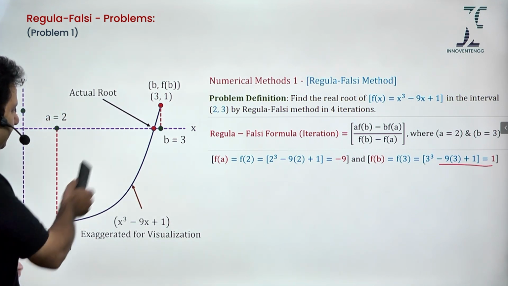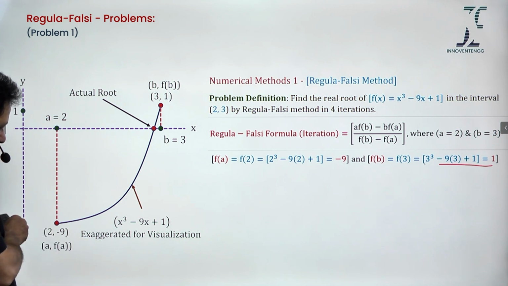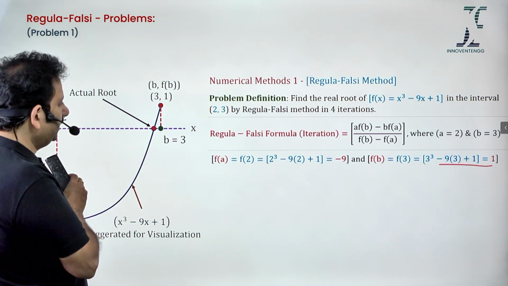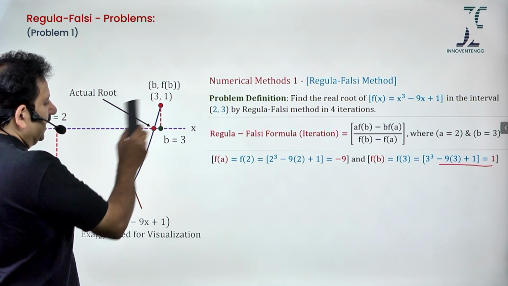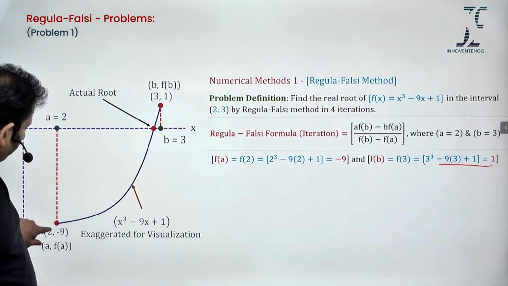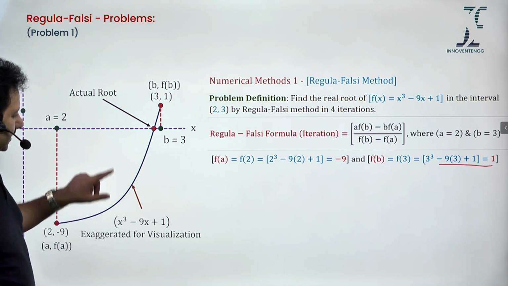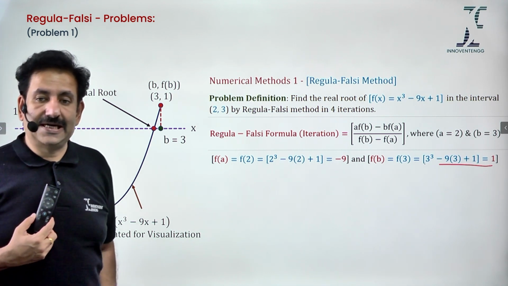And that is graphically depicted over here. You can clearly see that at x equal to 2, the value of the function is minus 9, which is the x and y coordinates. And at x equal to 3, the value of the function is 1. So therefore, the x and y coordinates are depicted here. And then the function is actually plotted between those 2 points. And you can see wherever it crosses the x-axis, that is my desired root.